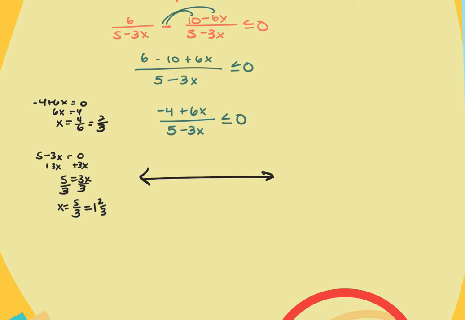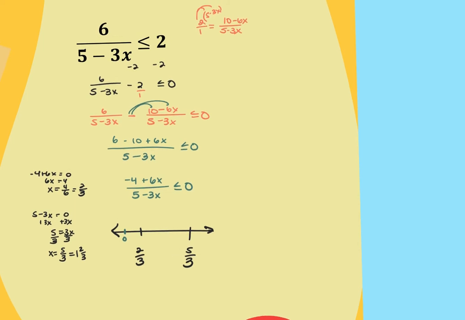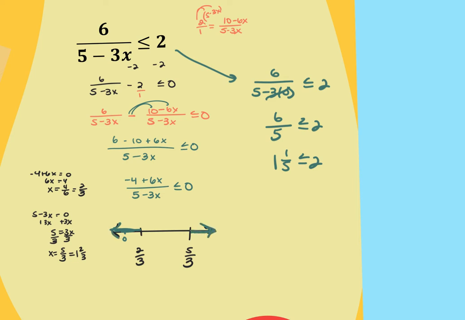Then I'm going to go to the line. 2/3 is less than 1 and 2/3 or 5/3. If I want to plug in the 0, it's going to be on the left here this time. So I'm going to come up to my original one. 6 over 5 minus 3 times 0 is less than or equal to 2. 6 over, this becomes 0, 5 is less than or equal to 2. And 1 and 1/5 is less than or equal to 2. So I know I'm going to shade in that direction and also the other way.